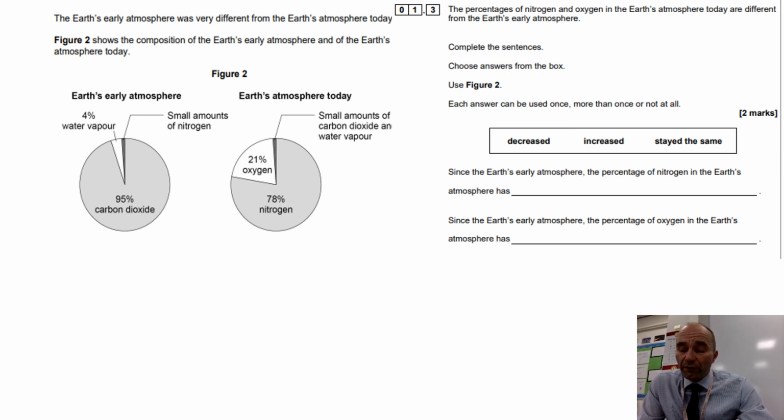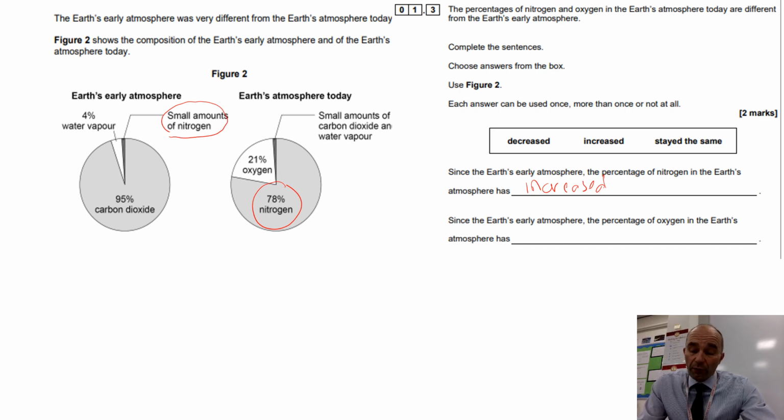So since the Earth's early atmosphere, the percentage of nitrogen in the Earth's atmosphere has done what? Well, if you look at the left-hand pie chart, Earth's early atmosphere, there were small amounts of nitrogen. In the Earth's atmosphere today, we've got 78% nitrogen. Clearly, nitrogen has increased. That's that one done.